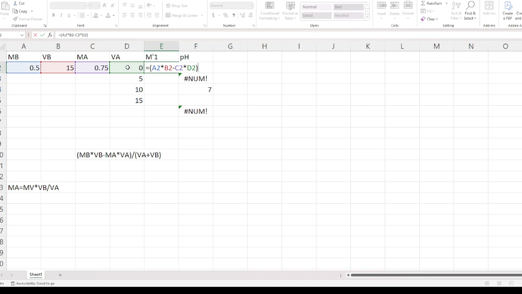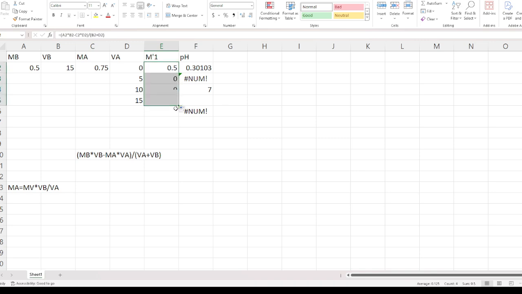And then I've got to dilute it again, so we have in parentheses VB plus VA. So we have, the beauty of this is I can work with, oh shoot, I didn't drag these down. No, I can't paste that as numbers.